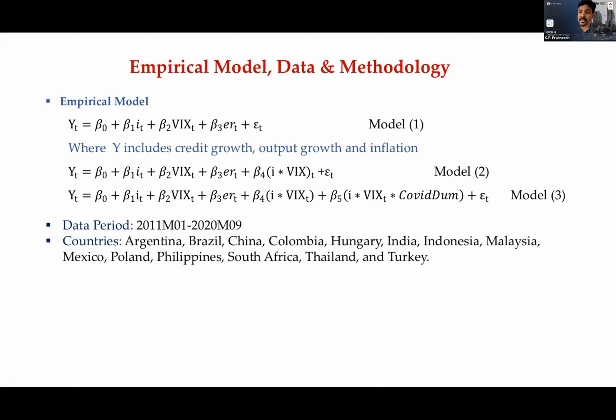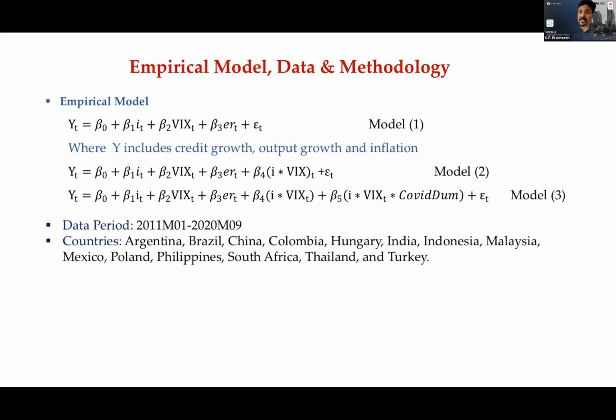So the data comes from CEIC, Federal Reserve, and IMF. All variables are expressed in logarithmic form except the interest rate. In the COVID dummy, we take value 1 for the COVID period and 0 otherwise.